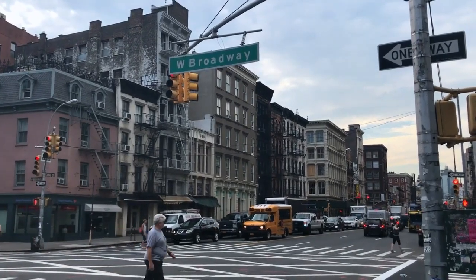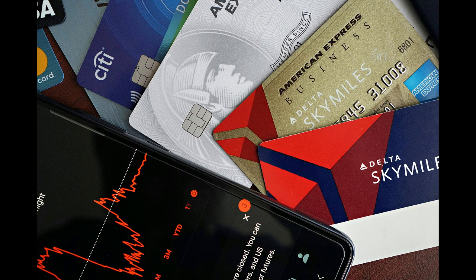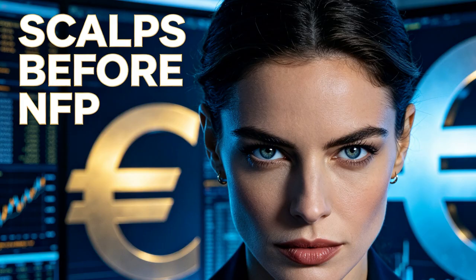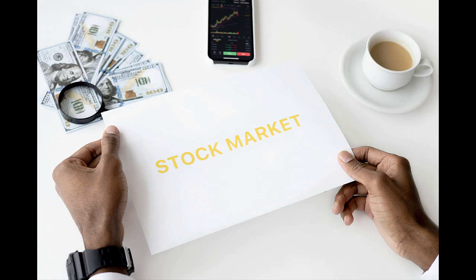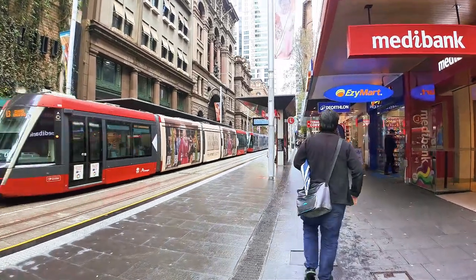Target is swift: 1.1356, the S2 level that now acts as internal resistance. This is a 1:1.5 scalp with a very tight leash. Do not hold this one beyond the target. It's a trap trade, not a reversal. Fast execution is everything.